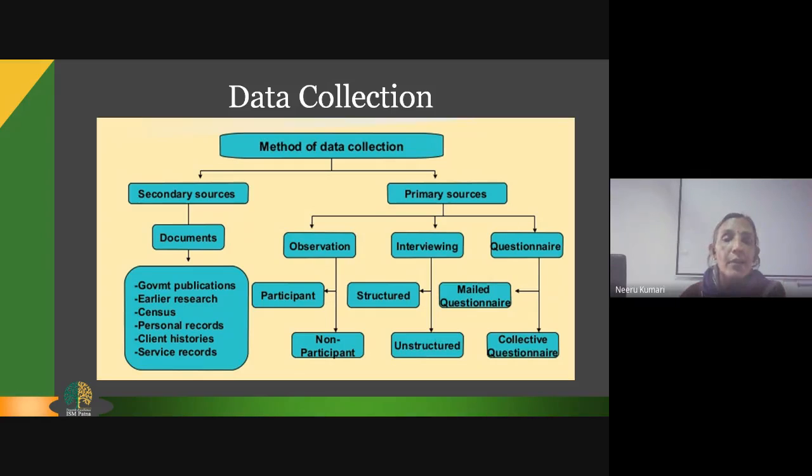So this is a kind of non-participation. So through observation also we can identify a lot of things. We can collect the information, we can gather the information, and these would be considered as primary sources. As I have said, I repeat, it's a time consuming process.